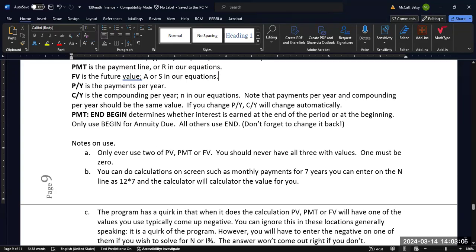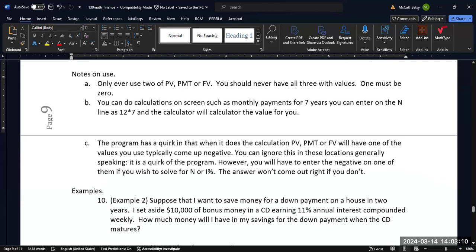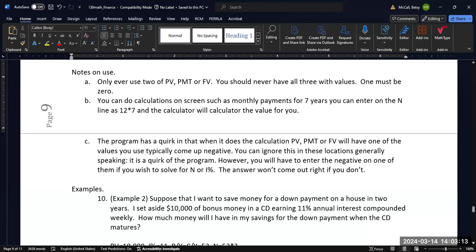the value for you. Now, there is a bit of a quirk with these formulas that also shows up in Excel, and this is probably an accounting thing. But when it does calculations on any of these payments, present value or future value, one of the values will typically come up as negative. Now, you can ignore these values for our math of finance formulas. They are designed not to come up negative. However, in some cases, you will have to enter one of them as negative if you want to solve for N or I%, or the interest rate. Otherwise, it won't come out right if you don't do that.